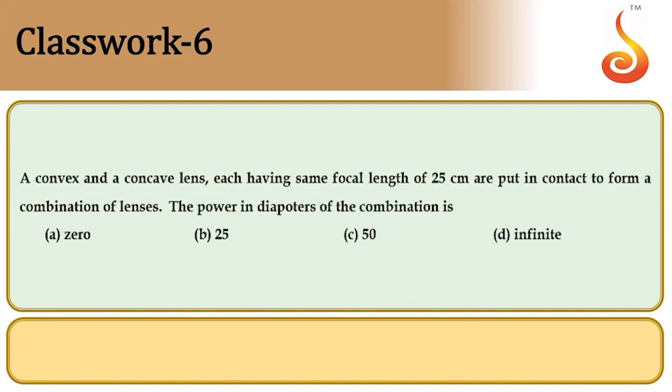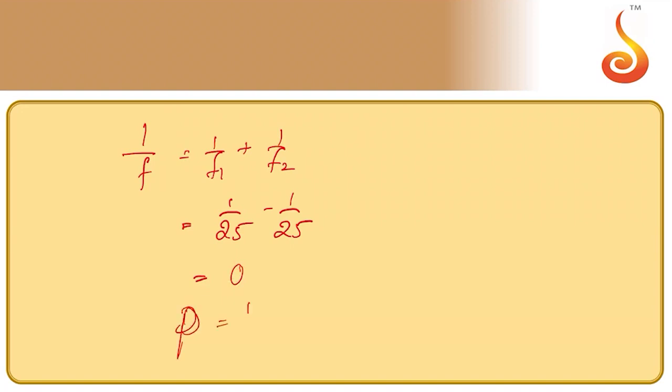Example 6. A convex and a concave lens, each having same focal length of 25 centimeter, are put in contact to form a combination of lenses. The power in diopters of the combination is. So 1 by F is equal to 1 by F1 plus 1 by F2 when in contact. 1 by 25 minus 1 by 25, as one is convex and the other is concave. So this is 0, and therefore the power, which is reciprocal of focal length, is 1 by infinity. Why infinity? 1 by F is 0, so F is equal to infinity, and the power is 0.